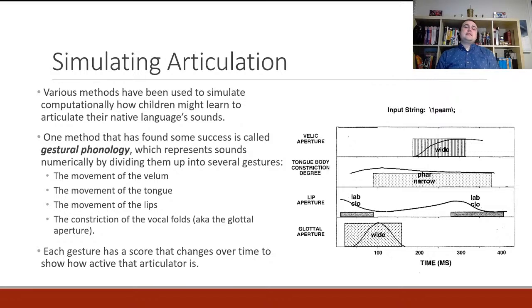And that means that this kind of system can be used, and has been used effectively, to simulate things like learning sound patterns in a language, right? Instead of having to represent those sounds as phonemes or allophones or bundles of features, like you might know about from learning about phonology, you're able to directly represent those sounds as numerical scores over time that are themselves simulating the articulations made when that sound is produced.